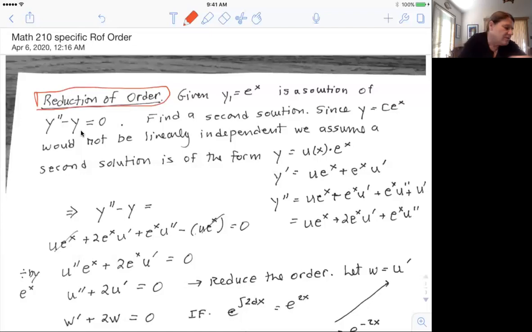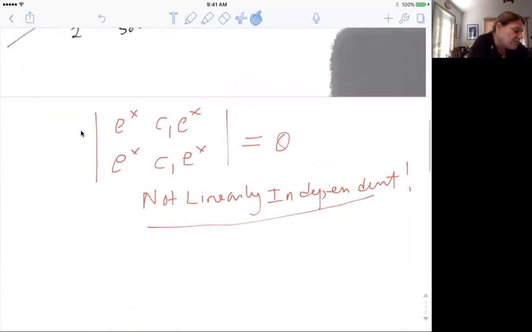We've got this. That's what we're trying to find the other solution to. We know one of them is e to the x. All right. So why we want to find a second solution. If you say, well, why don't you just multiply the solution you've got by c e to the x? Well, then I wouldn't have a linearly independent set. Let me show you something.